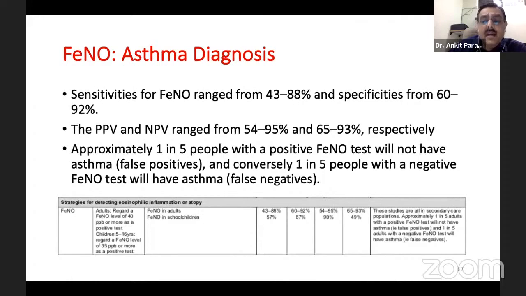Now, if you look at data, how FeNO would help. If you look at diagnosis, then the range has been quite wide. As you can see from the slide, somewhere from 43 to 88% for the sensitivity, and 60 to 90% for specificity. And what they have calculated is that approximately 1 in 5 children with a positive FeNO will not have asthma. And conversely, 1 in 5 with a negative FeNO will have asthma. So the false negatives and false positives are significantly high. So in most parts of the world, people don't really prefer it for a diagnosis.